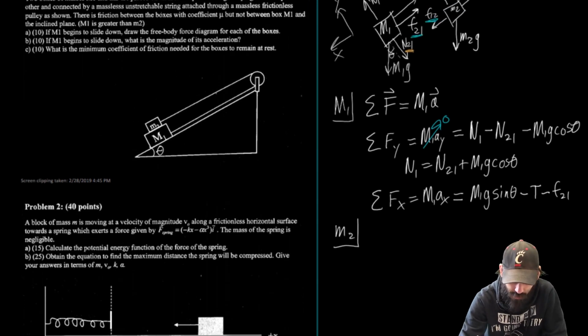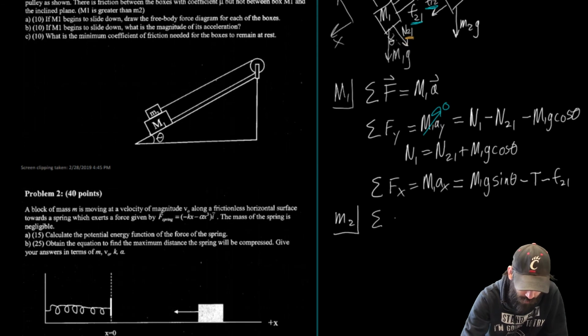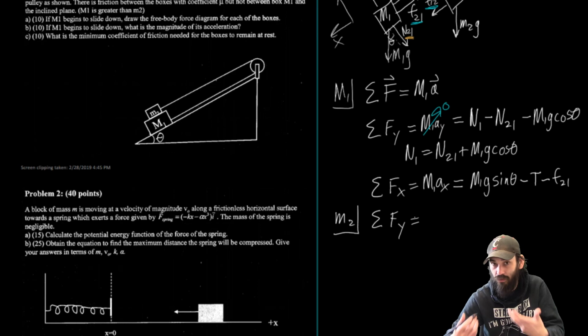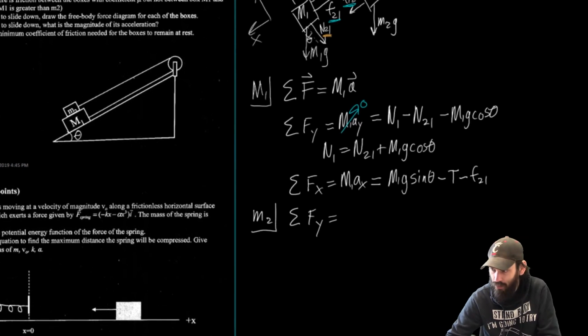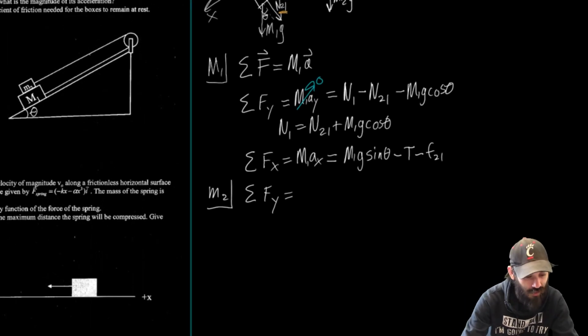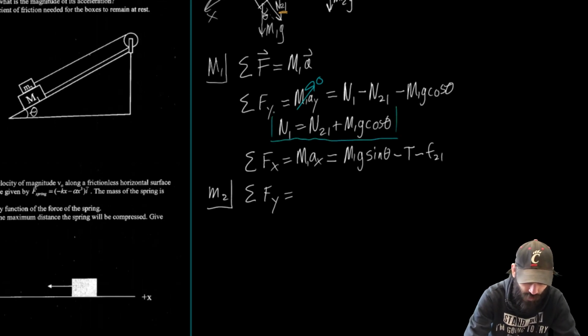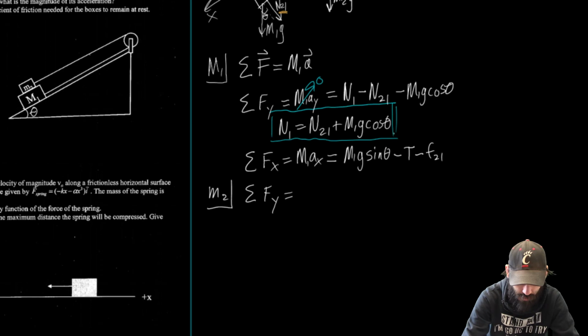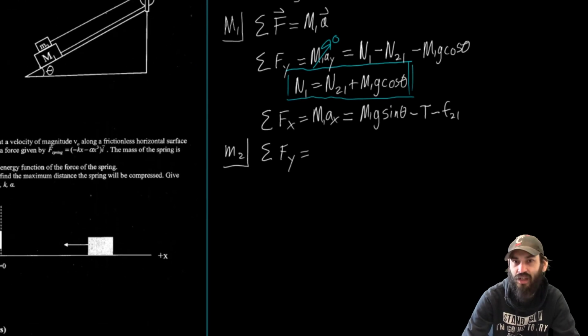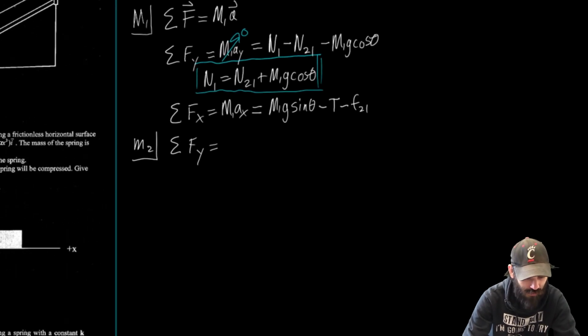So now we want to do the same thing for block M2. So for block M2, sum of forces in y. So you'll notice that a lot of times here I end up doing the sum of forces in y first because it ends up being useful information for the sum of forces in x, right? So have this one. That's why I looked at this one first. So I tend to actually do the sum of forces in the y direction first.